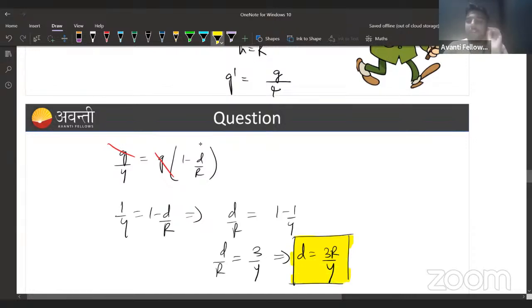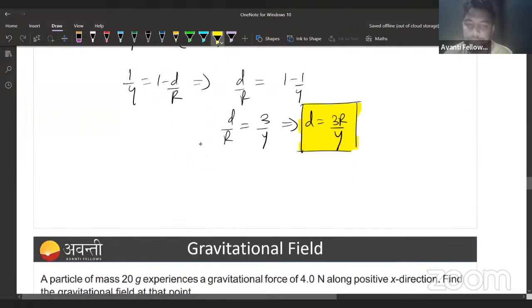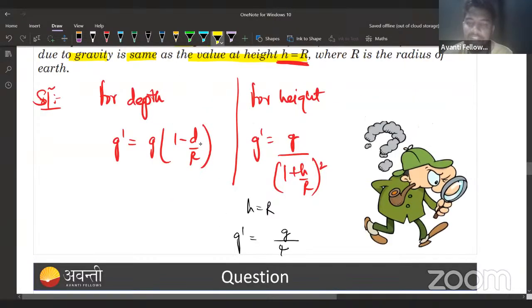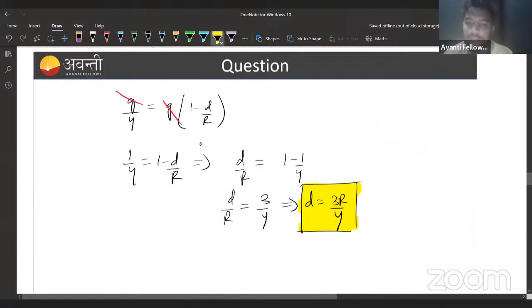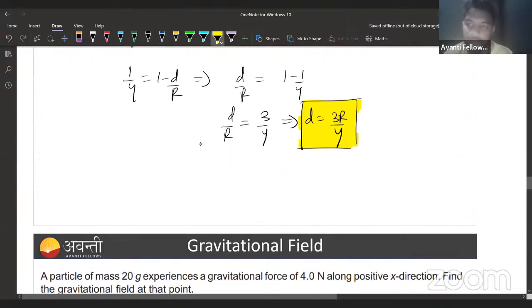Now, is this question clear, guys? Is this question clear to everyone? Please let me know. At h equals to r, the value of g dash will decrease, right? So at what value of d will we find that same decrease? We just found out it is at 3r by 4. Hopefully this is clear.